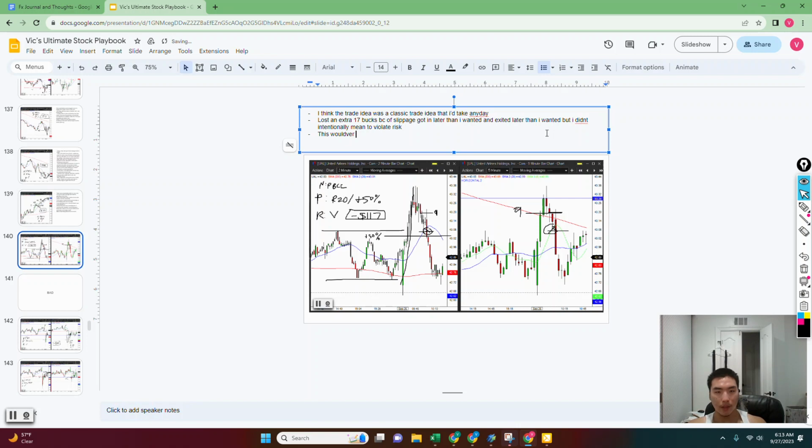This would have been great. Triggering at the 5-minute 200 and following through. But it appears that price just got stuck in the 200's gravitational pull. And it wasn't able to take off.